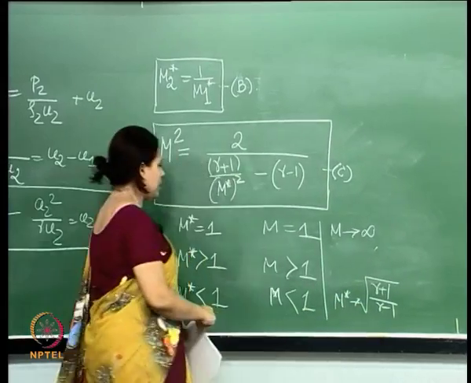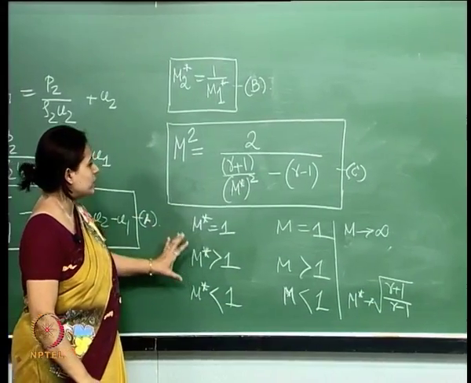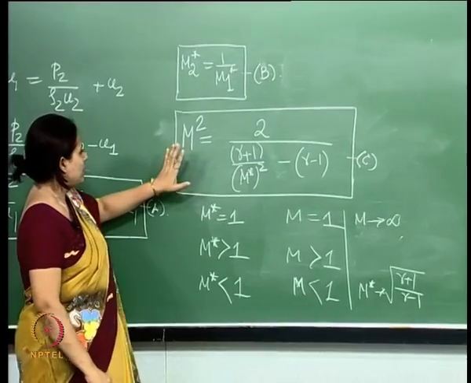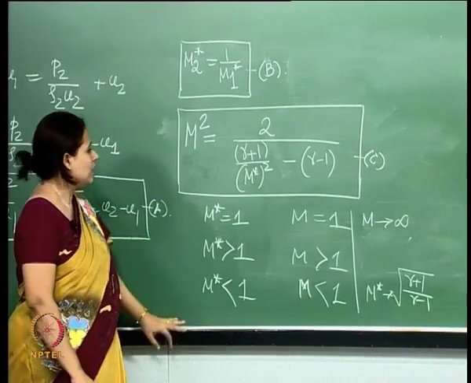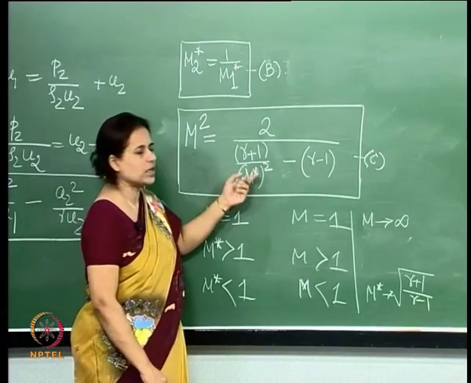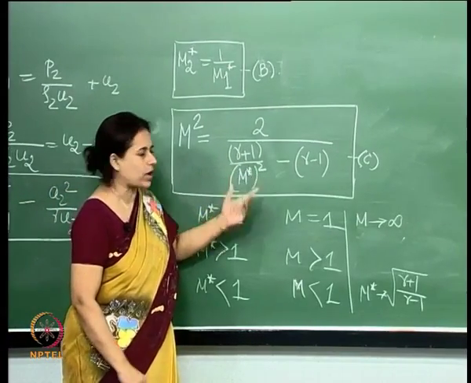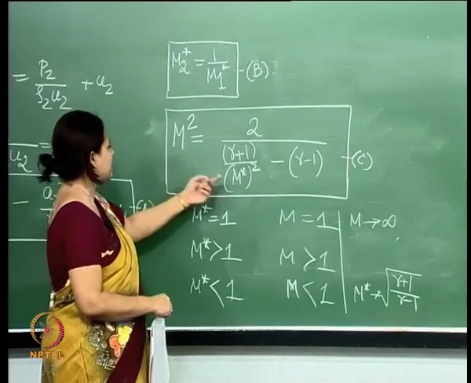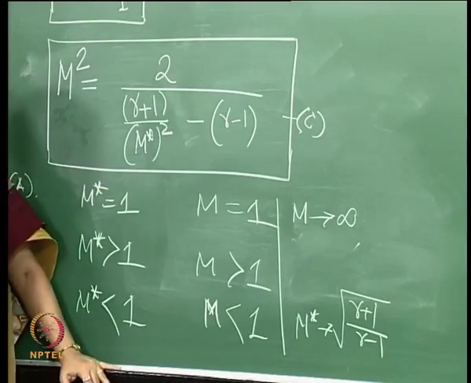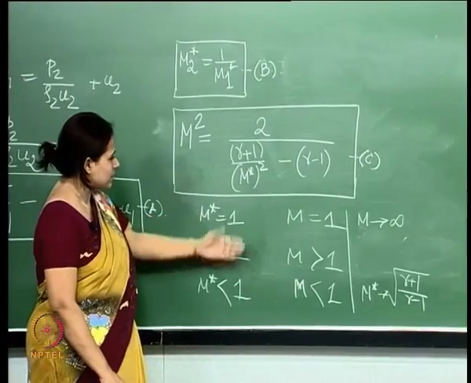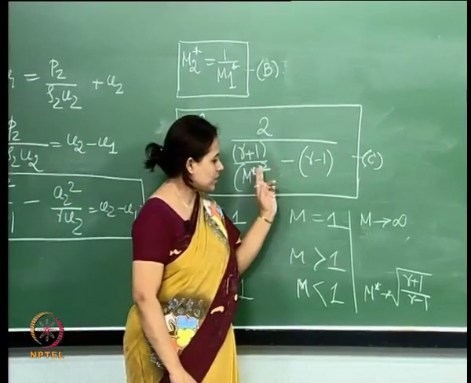So, essentially, this is the inference from the relationship between the actual Mach number and the sonic zone Mach number. Typically, in some of the books this is called the characteristic Mach number. So, the actual Mach number and the characteristic Mach number. This is the inference from this relationship.